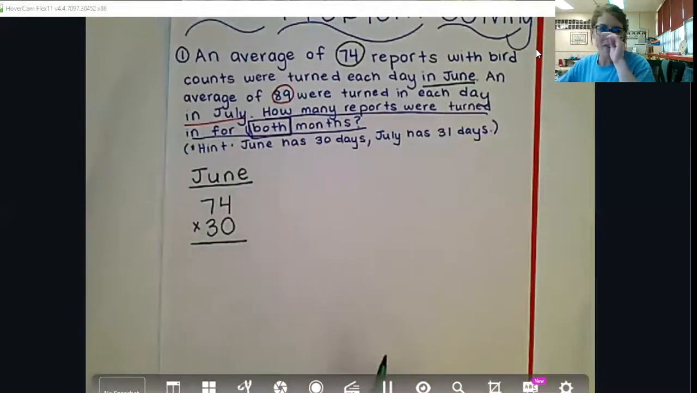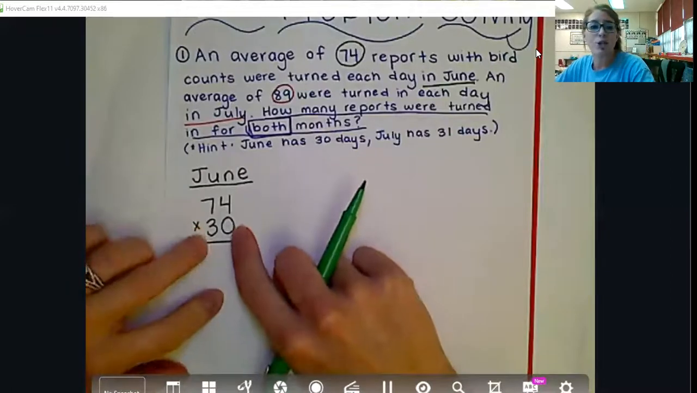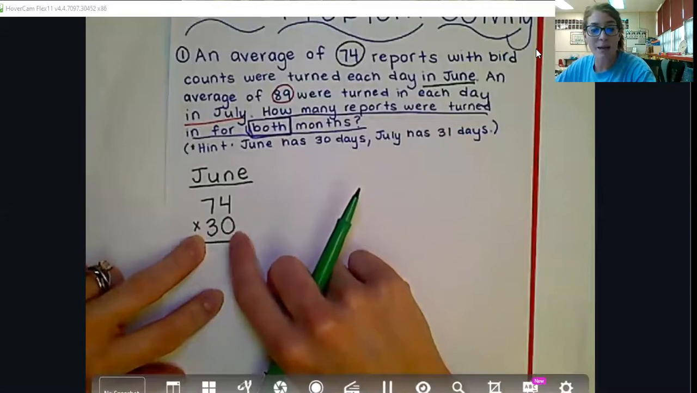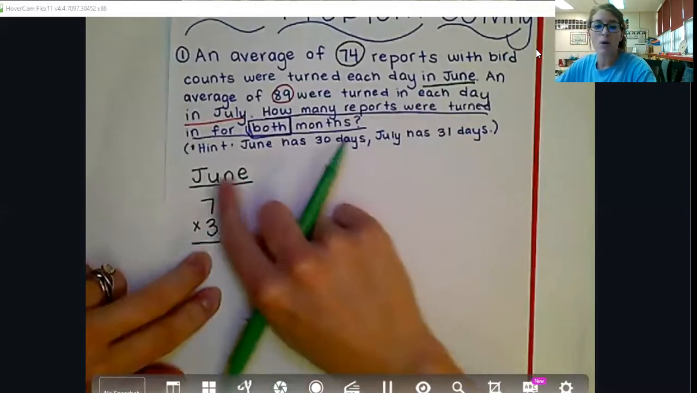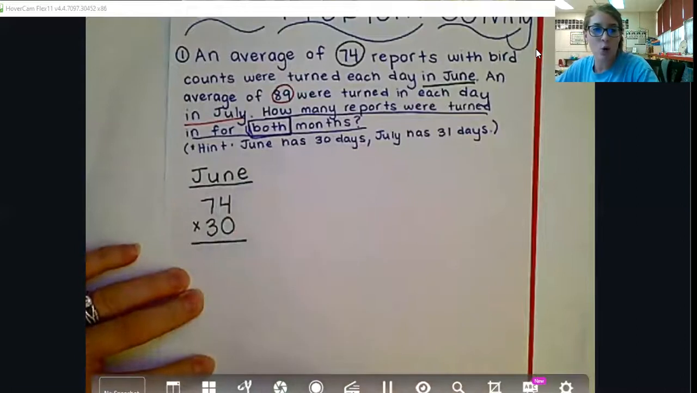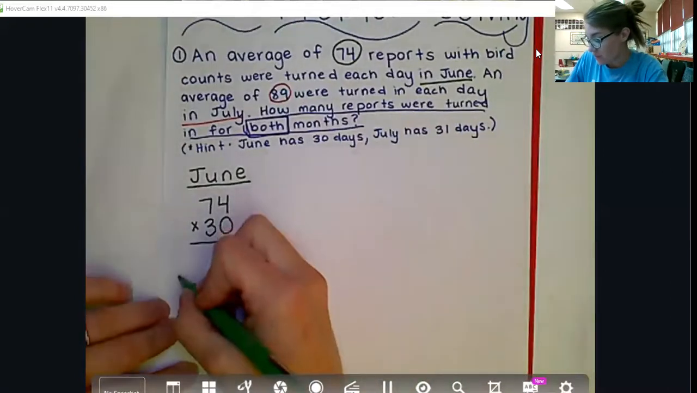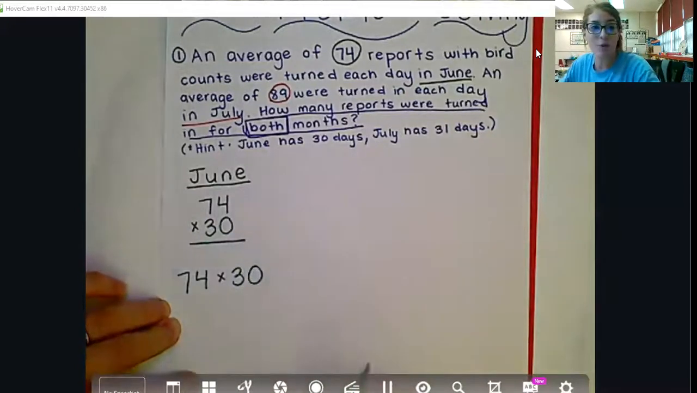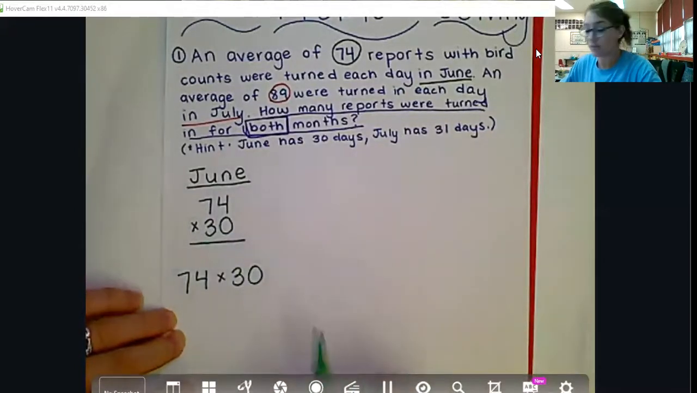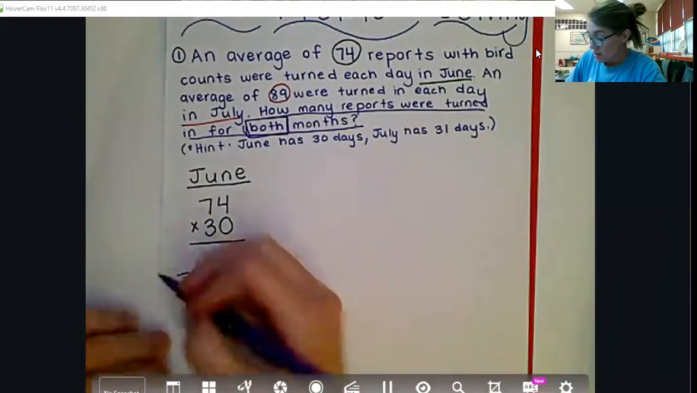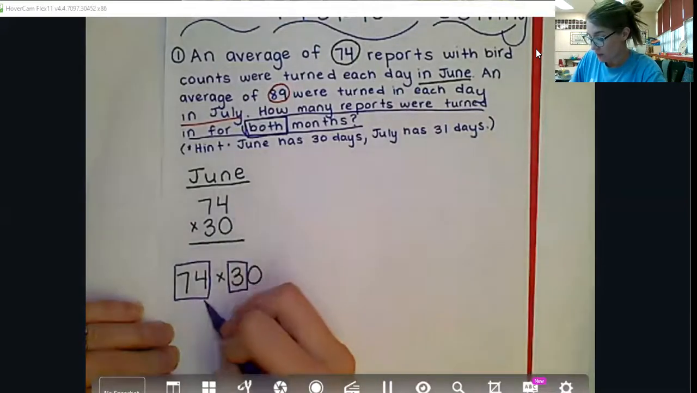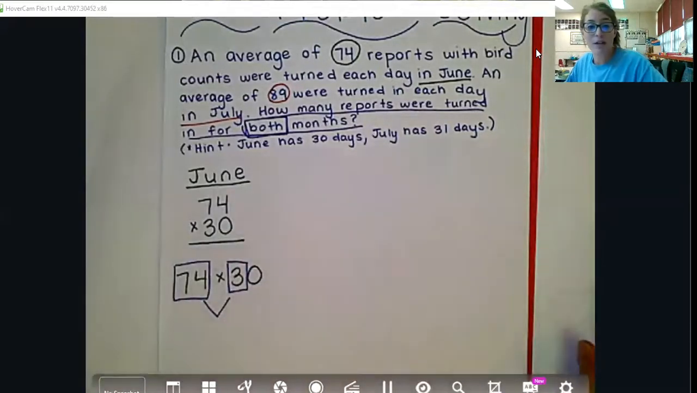Now, when I look at this, it brings me back to lesson 1 of our chapter where we were multiplying by tens. Okay, so I want you to look closely at this. Do you see a quicker way that we could solve this? What if I write it like this? Do you see another way now? You're right. Yeah, we can do 74 times 3. Okay, we can do 74 times 3.